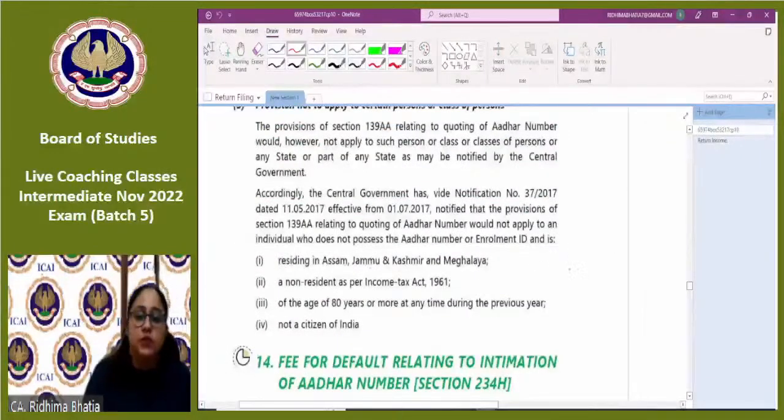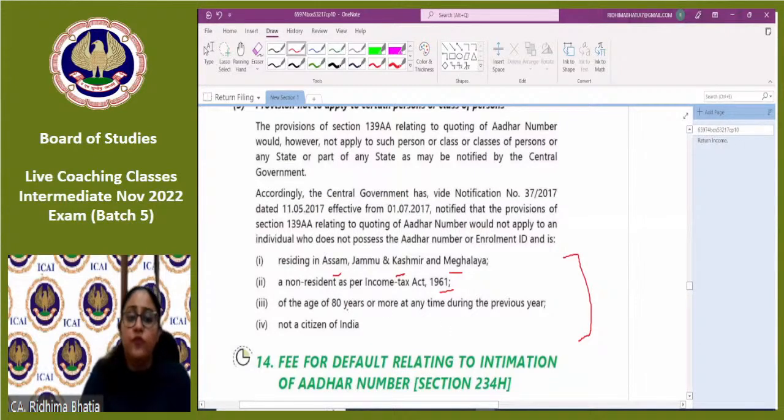4 categories of person. All these Aadhaar and PAN things which we saw about linking and quoting of Aadhaar in your PAN application and your return filing would not be applicable to whom? To any person who is a resident of Assam, J&K and Meghalaya. For obvious reasons, multiple state laws have come into picture. So if you're a resident of Assam, J&K and Meghalaya, the section on quoting of Aadhaar would not be applicable. If you're a non-resident, it would not be applicable either. Obviously, if you're a non-resident, why would you come to India to get your Aadhaar?